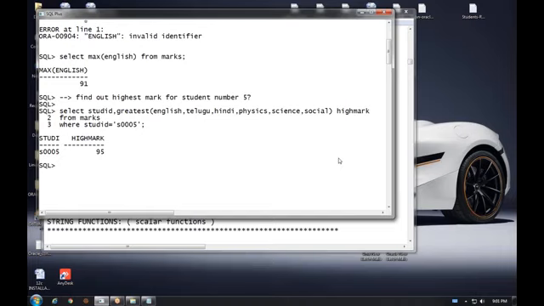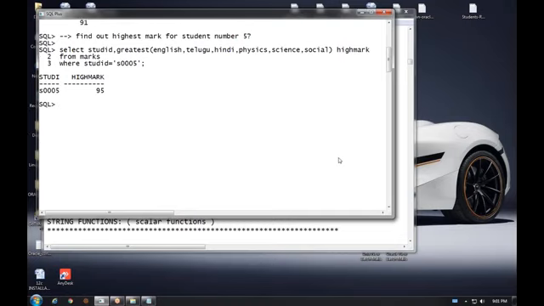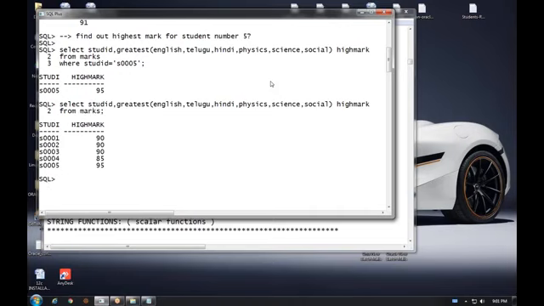Okay. Now here, listen carefully, I want to find out the highest mark for all students from marks. I want to display the highest mark for every student. So for student 1, his highest mark is 90 among all the subjects. 2 and 3 also 90, 90. For the 4th student, 85 is the highest mark. And for the last student, 95 is the highest mark.